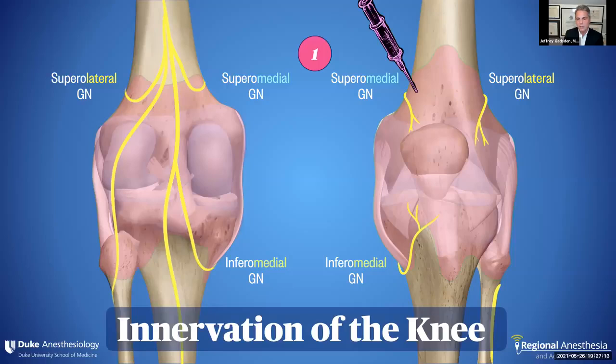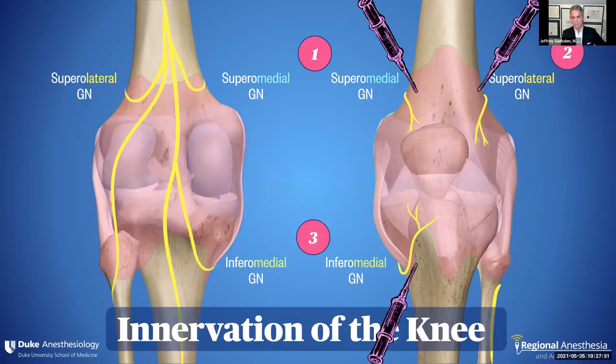So putting some local right here at the flare of the femur on the medial side at about 2 o'clock or 10 o'clock, depending on your orientation, we'll get the superior medial genicular nerve. Same thing, mirror image on the other side, gets the superior lateral genicular nerve. And then right here in the little recess or bowl of the tibial flare, that gets the inferior medial genicular nerve.